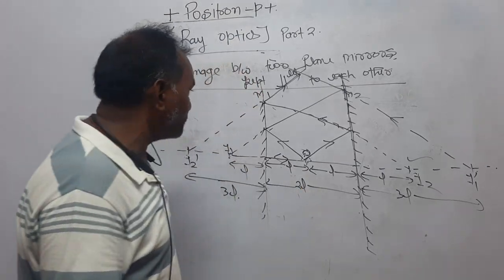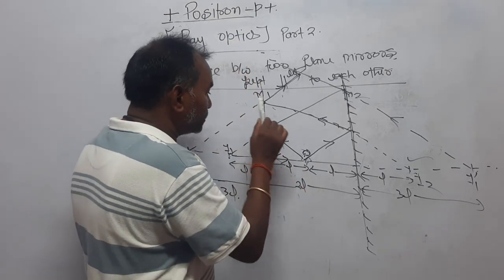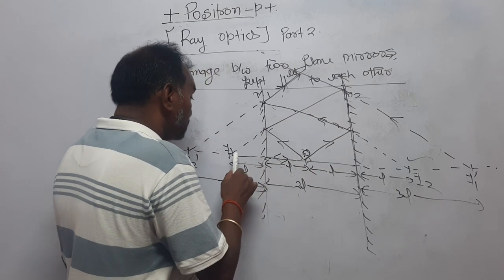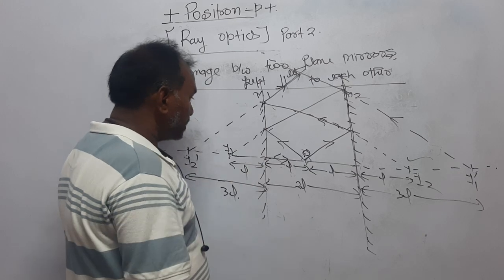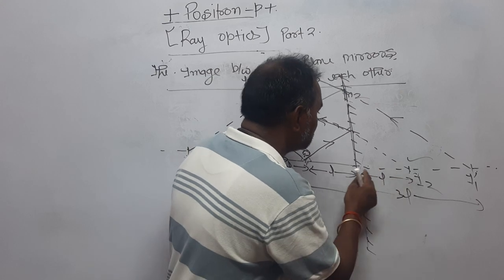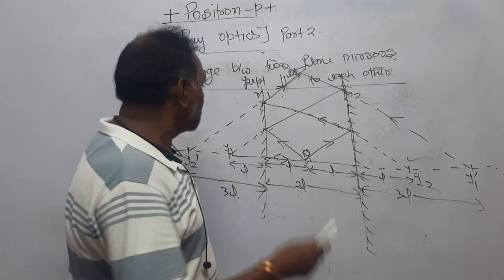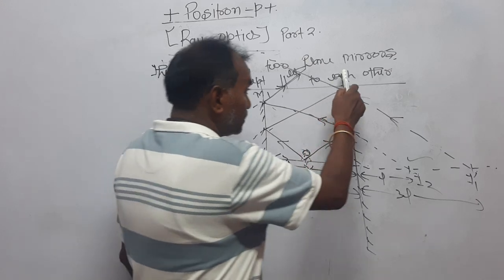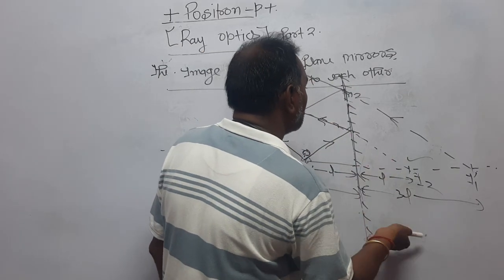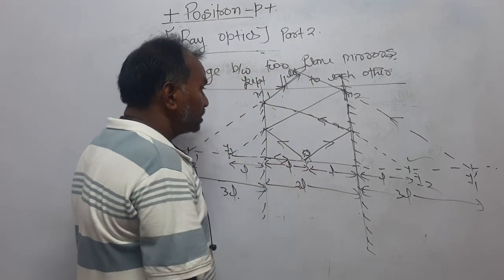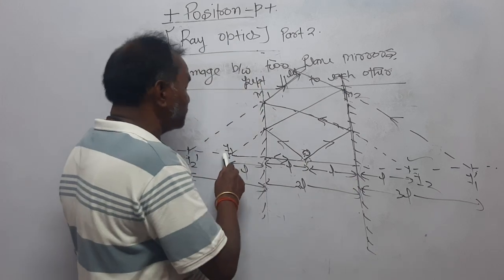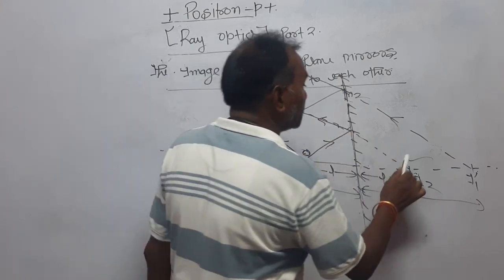Now dear students, what happens? The image made by M1 of O is L distance behind the mirror M1, and the image of O made by plane mirror M2 is at I2, which is again L distance away from the mirror. This I1 will behave as a virtual object for the plane mirror M2, and this I2 will behave as a virtual object for the mirror M1. Now, M2 makes an image of this image I1, and M1 makes an image of this image I2.